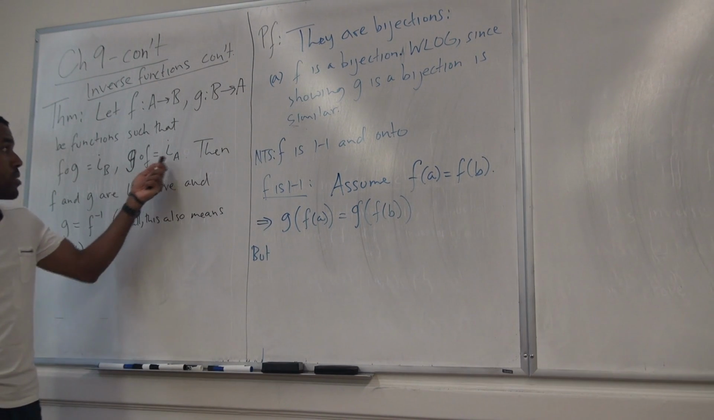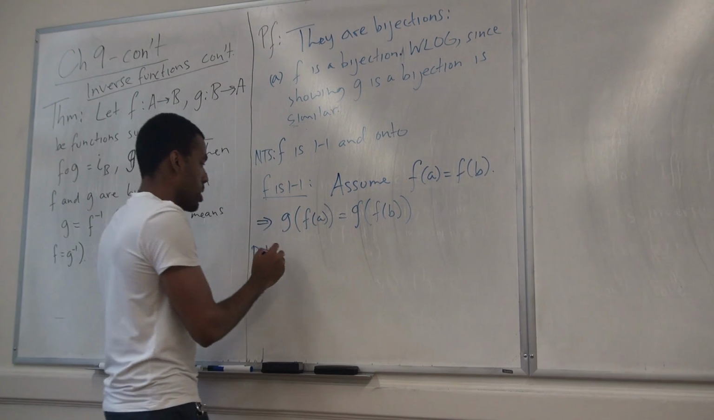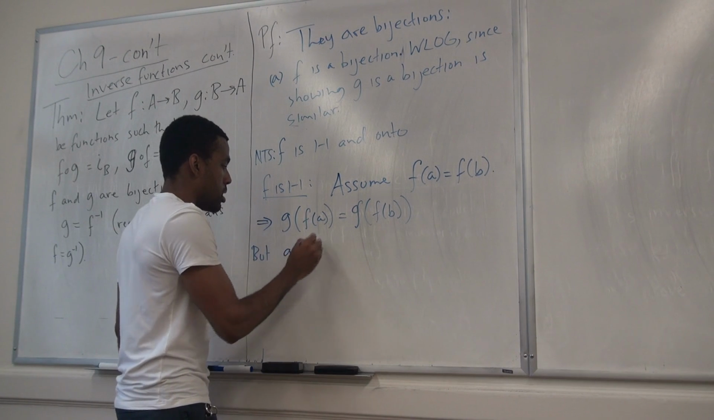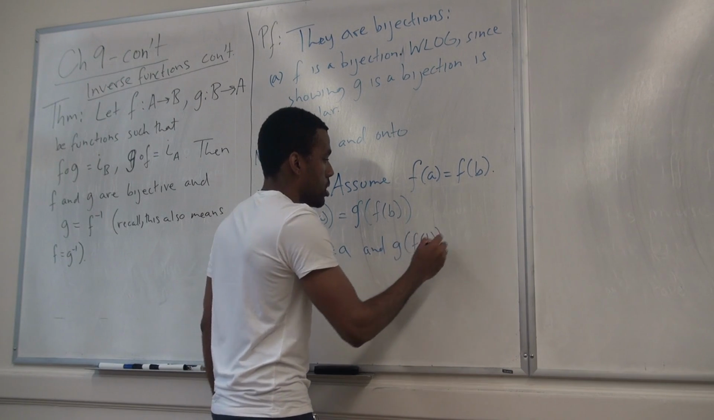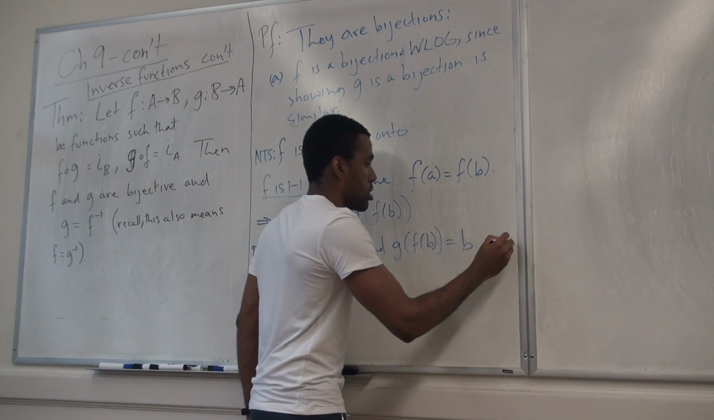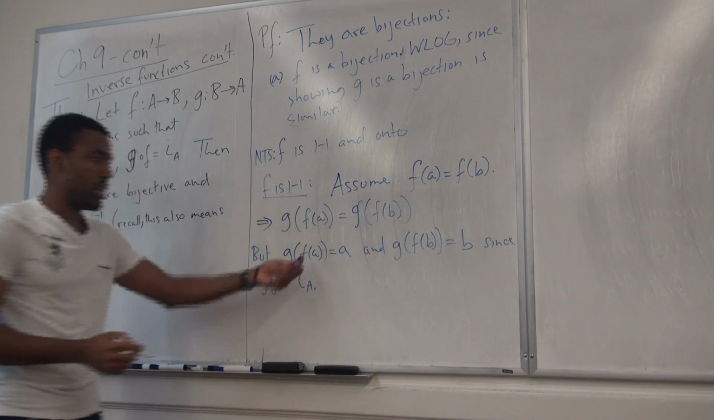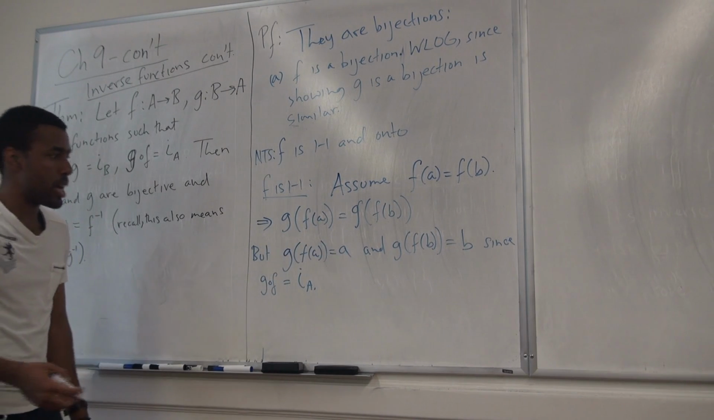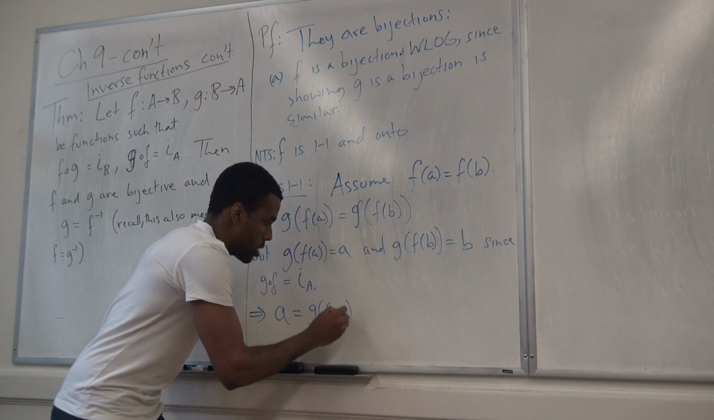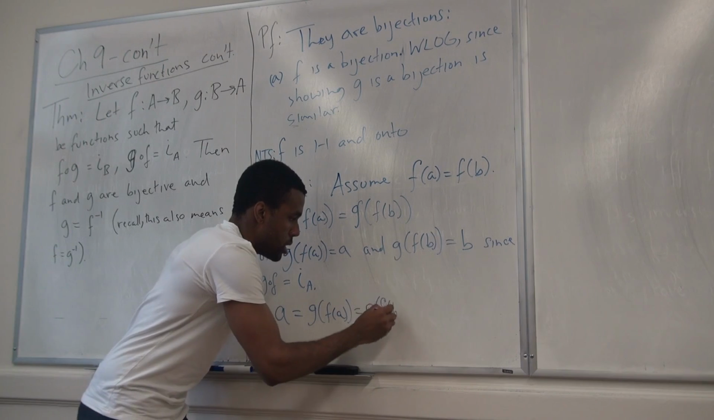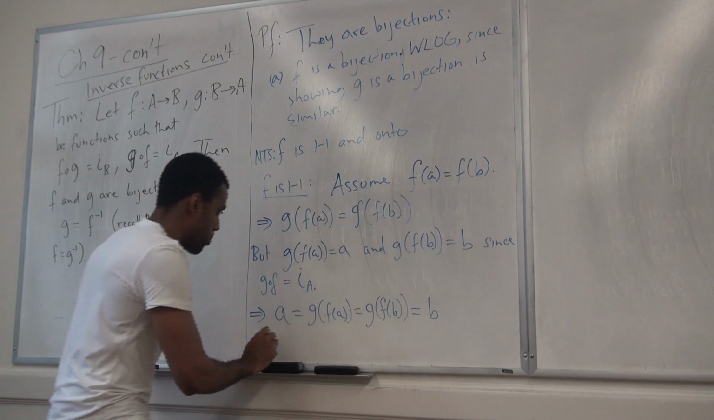It's a, right? G of F is the identity on A, which means if I plug in an element from A, I should get the element back. So G of F of a is equal to a, and G of F of b equals b, since G of F is the identity on A. If I plug an element from A into G of F, it just gives me the element back. But that just means that a would be G of F of a, which we know is equal to G of F of b, which is b. So ultimately we have that a equals b, so F is one-to-one.